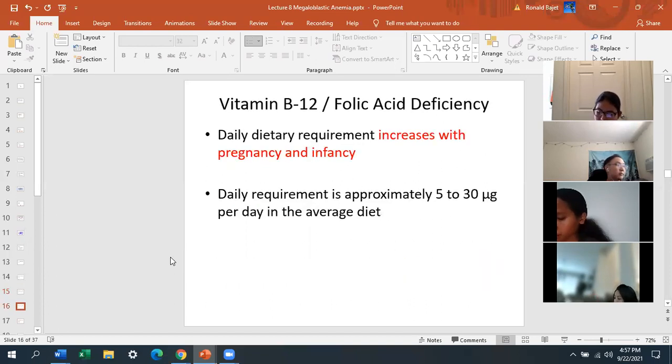Also, the dietary requirement, the needs will increase with pregnancy and infancy. Pregnancy, because now you're feeding for 2 people, and infancy because they are in development. Daily requirement is approximately 5 to 30 micrograms, and I'll show that comparison when we do folic acid.